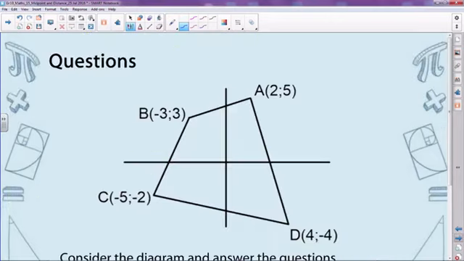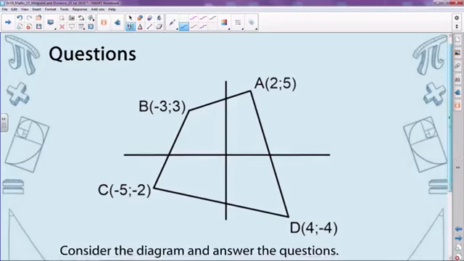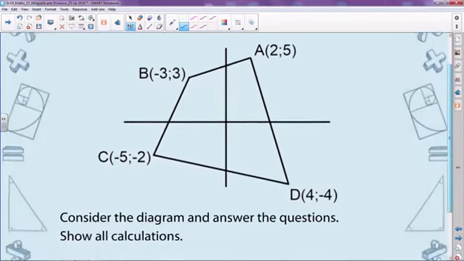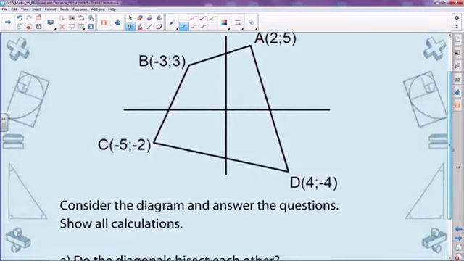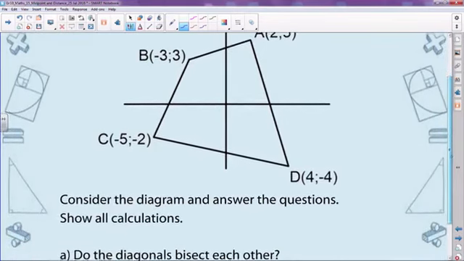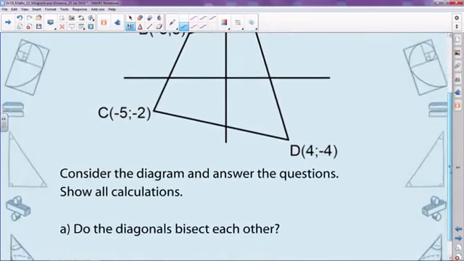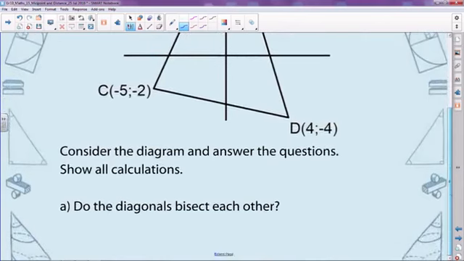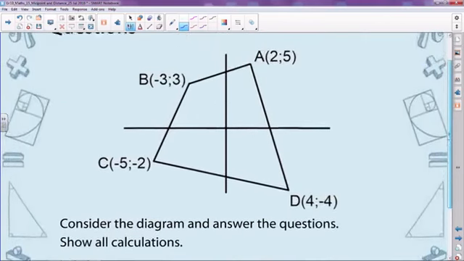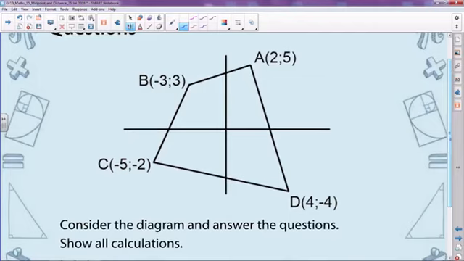Okay, before we go on to the break, I want to introduce the next question so that you can start thinking about it. We have a diagram of a quadrilateral, and it's got all sorts of points on it. And it says, consider the diagram and answer the questions, show all calculations. Do the diagonals bisect each other? Okay, remember the diagonals are the lines between the opposite corners or the opposite vertices. So do they bisect each other? You must show your calculations.